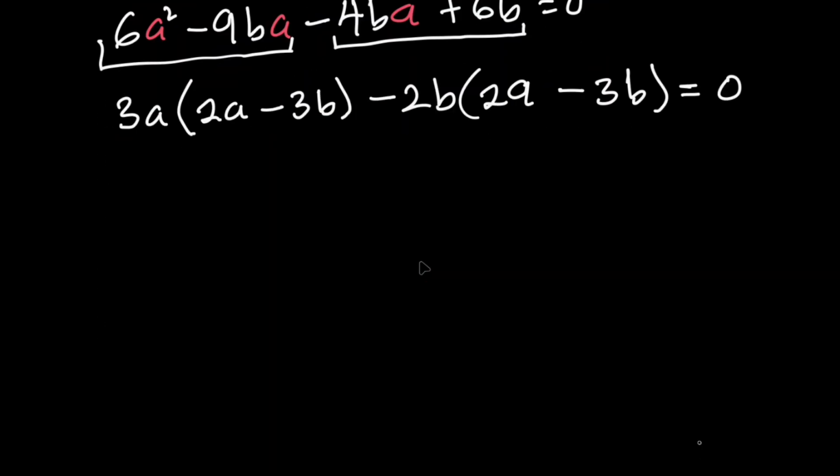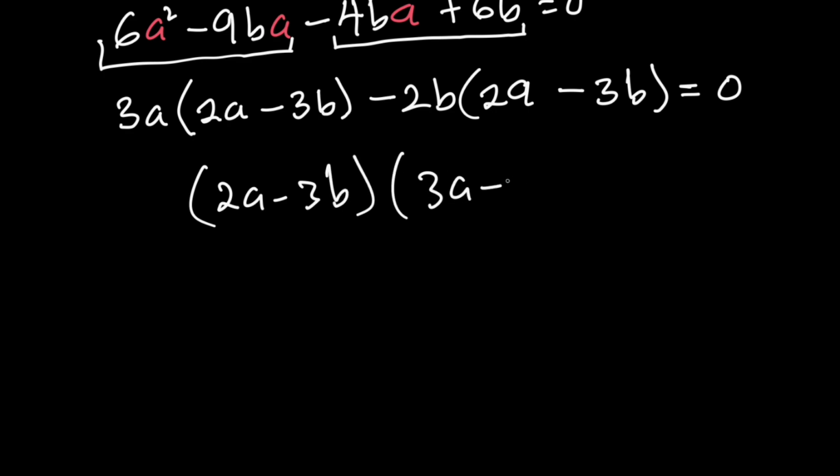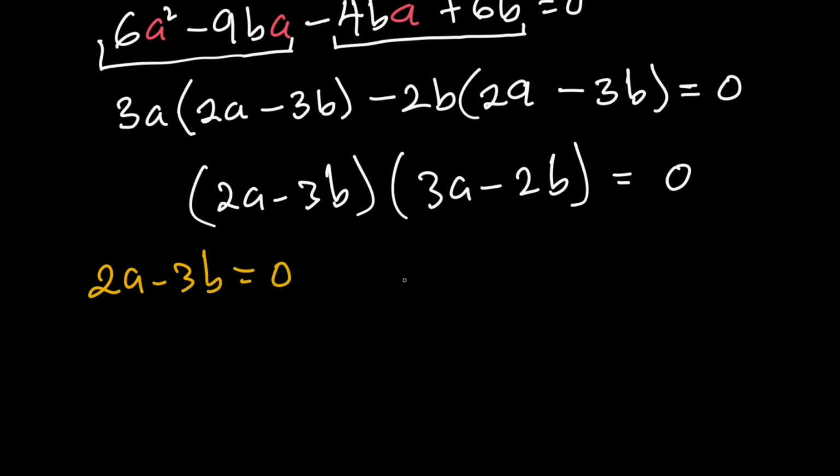Then from here, we go ahead and factor out the terms in the parentheses, because they are the same, right? So I'm going to factor out 2a minus 3b, and then we are left with 3a minus 2b, and this is equal to 0. Now we can form two equations. The first one is 2a minus 3b is equal to 0, or the second one is this right here, 3a minus 2b is also 0.